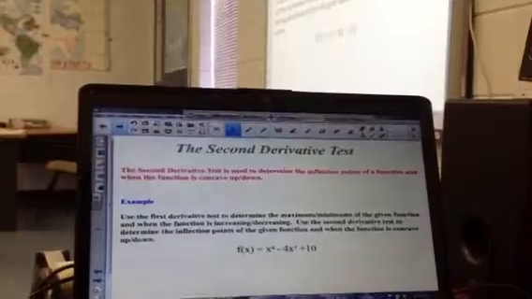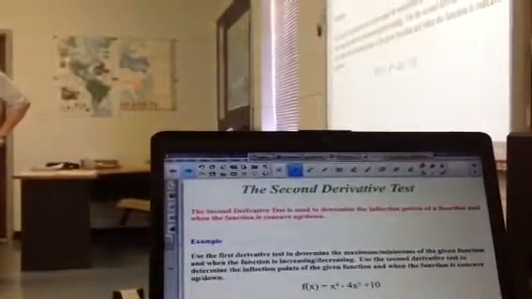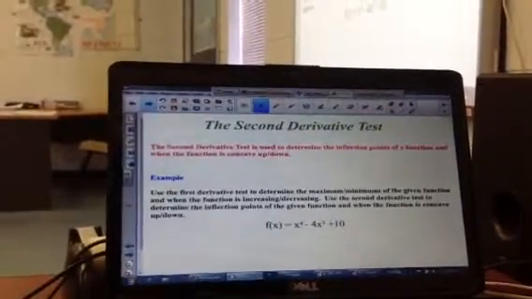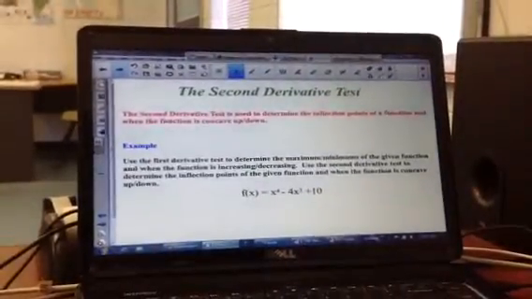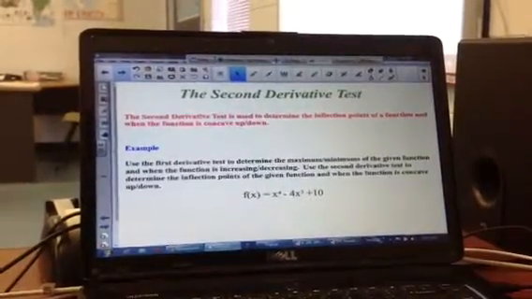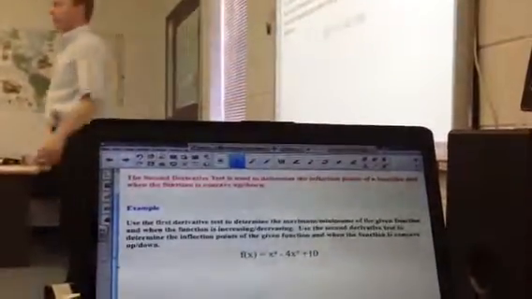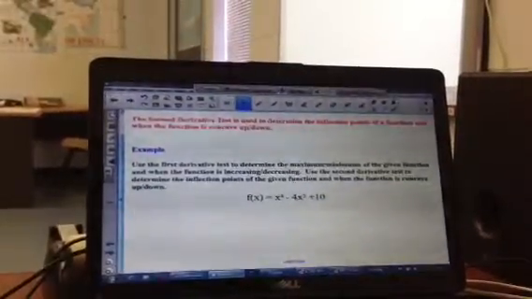The directions say use the first derivative test to determine maximums and minimums of the given function, and when the function is increasing and decreasing. That's what we did last week. And then use the second derivative test to determine the inflection points and when the function is concave up or down. So this one problem is going to take the entire page, because we've got to do all that stuff.